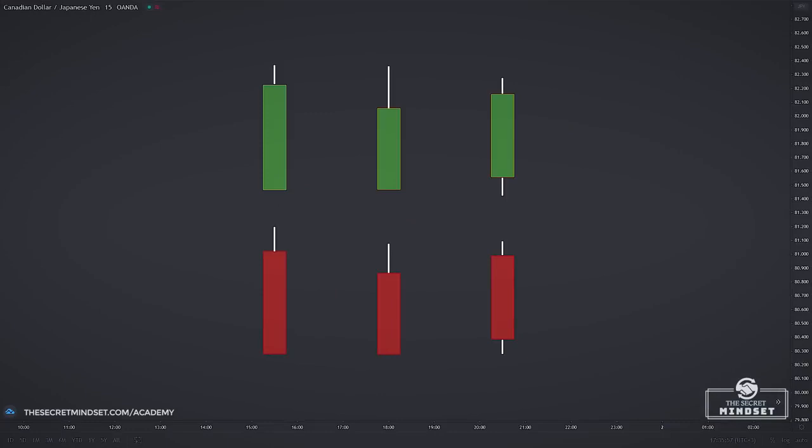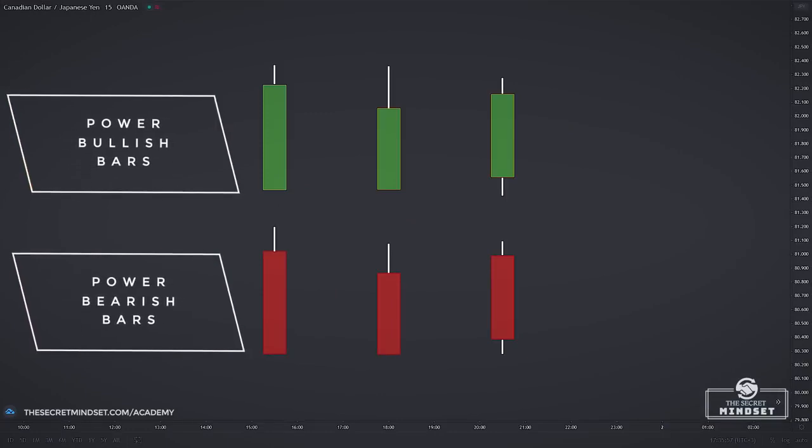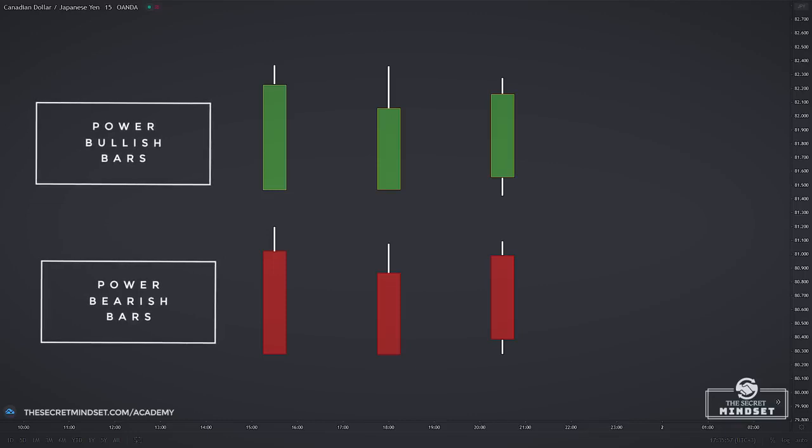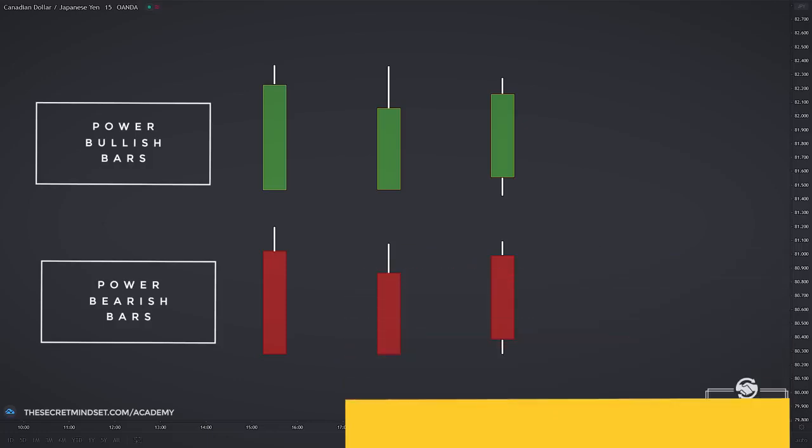Most strong bars are obvious. When you have doubts as to whether a bar is a strong one, assume that it's not. And very important, not all strong bars are created equal. A strong bar with a body taking up to 90% of the bar range is a stronger bar compared to one with a body that measures only 50 or 60% of the bar range.